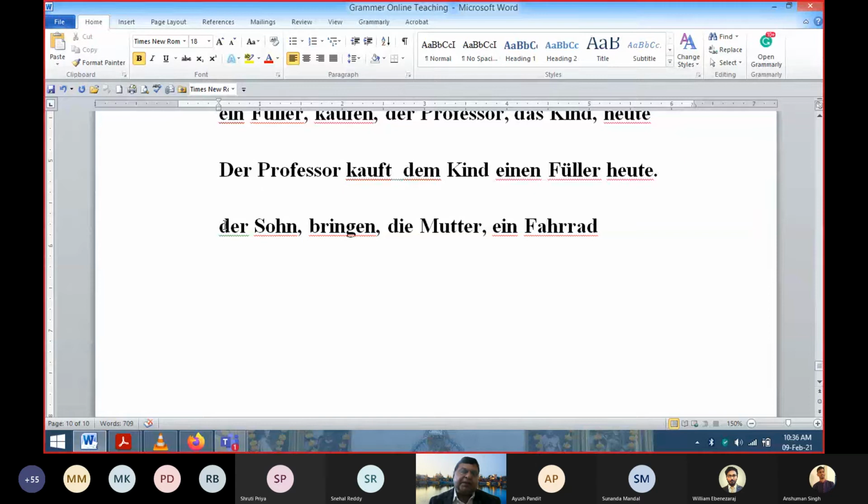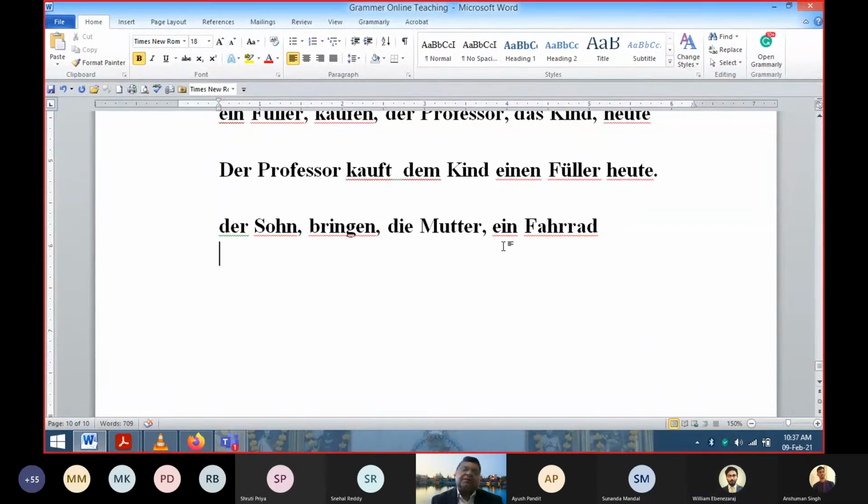So I know the meaning. Der Sohn is a masculine noun, the son. Bringen means to bring. Mutter is a feminine noun, the mother. Ein Fahrrad is neuter gender, and its meaning is bicycle. Good. Now I have to think that out of these three nouns, mother, bicycle and son, which one should be the subject? I have to decide in what way I'm going to make the sentence, because you can make more than one sentence.